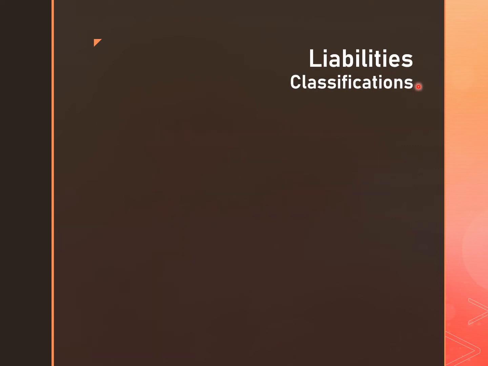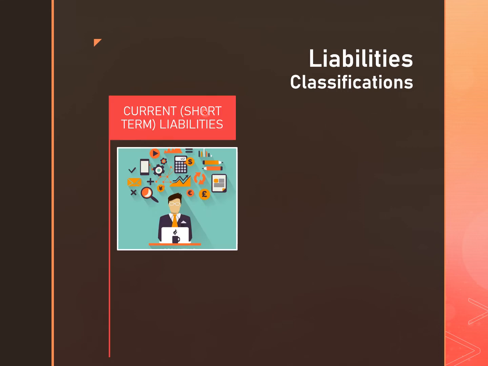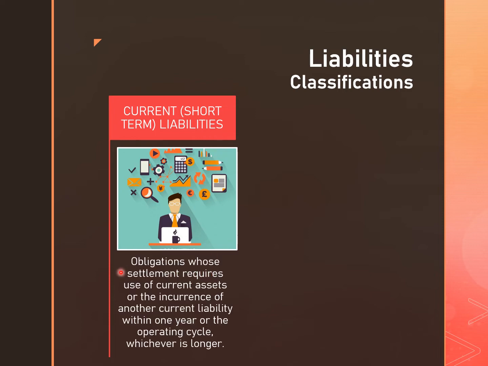These are the classification of liabilities. First one, you can see that here kita ada short term ataupun so-called current liabilities. So, the current liabilities adalah obligation yang settlement dia memerlukan you menggunakan current asset ataupun incur another current liability dalam masa 1 year, whichever is longer.